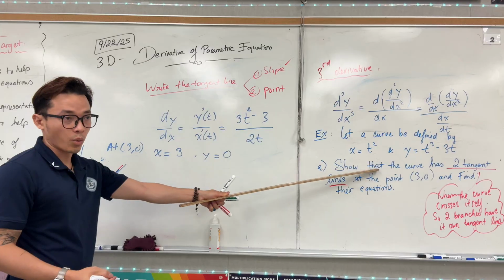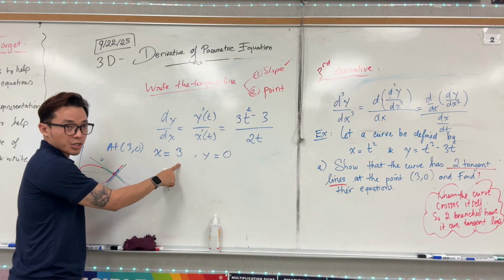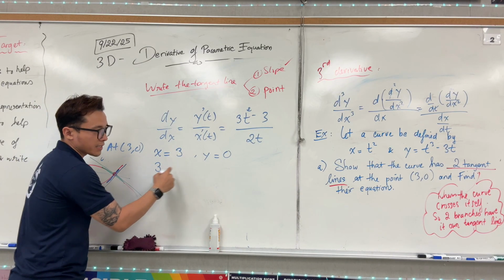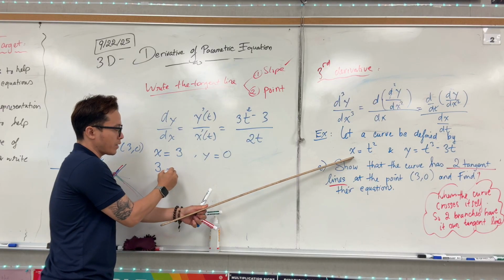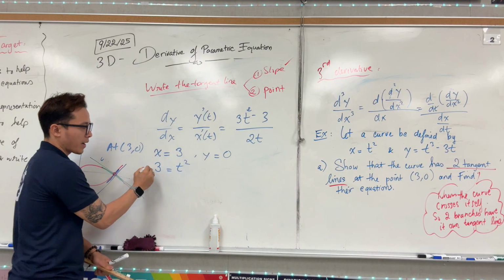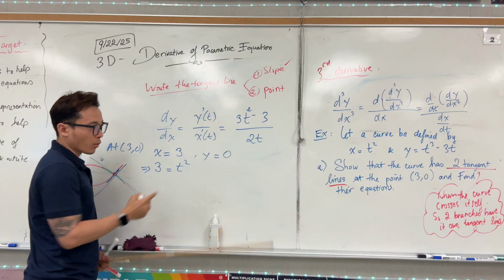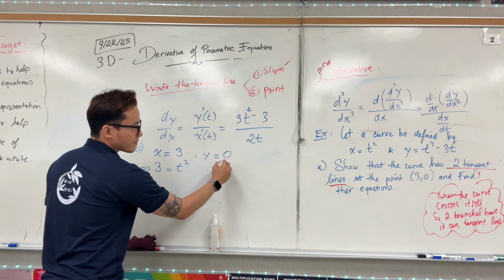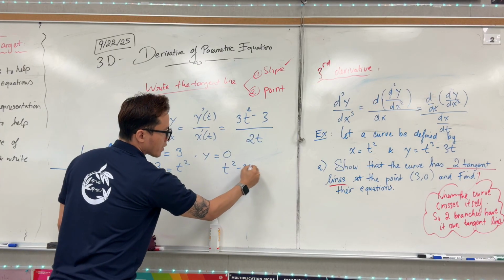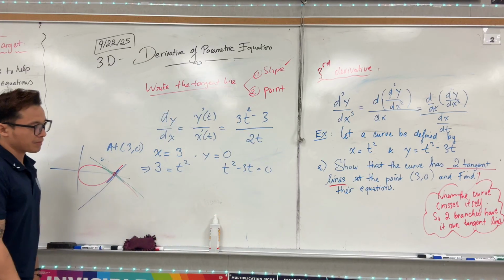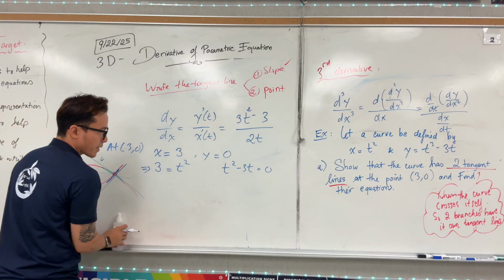Look at this one. x equal to t squared, and I know that x equal to 3. So I'm going to plug in x equal to 3 here. So I have t squared equal to 3, right? And what else? I have t cubed minus 3t equal to 0. Let's solve them.